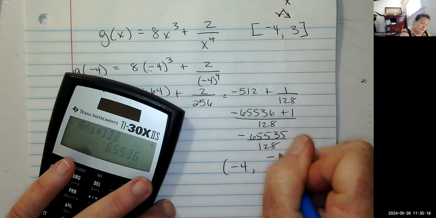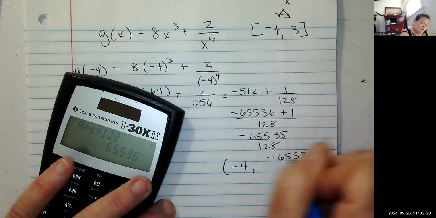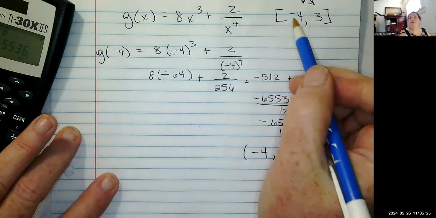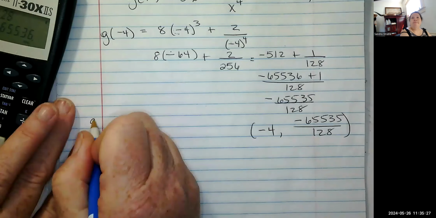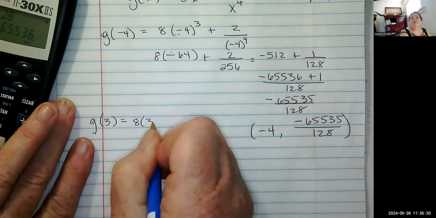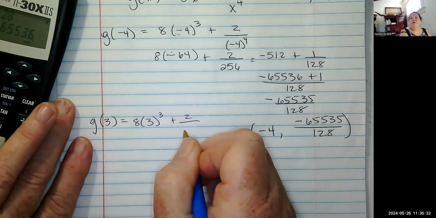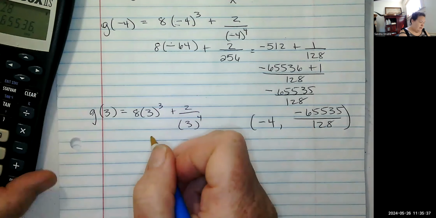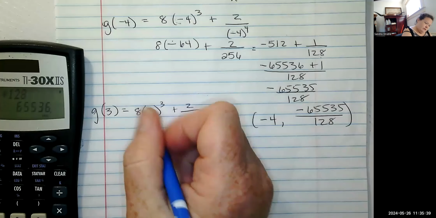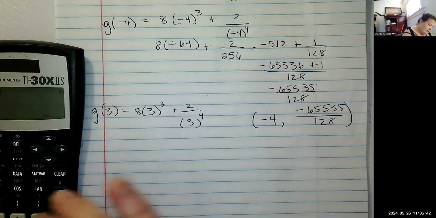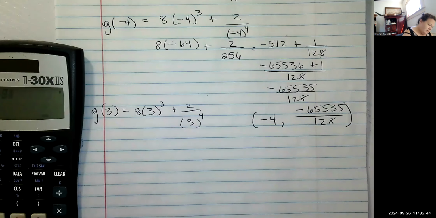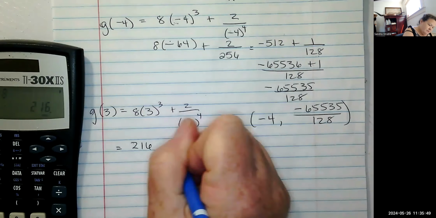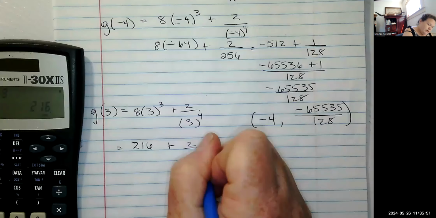Okay, so there is our first ordered pair: -4, and then negative 65535 over 128. Let's find our second one with the 3. So g of 3 is 8 times 3 cubed plus 2 over 3 to the fourth. 3 cubed is 27, times 8 is 216. I think 27 times 8, yep, 216. So 216 plus 2 over 81.